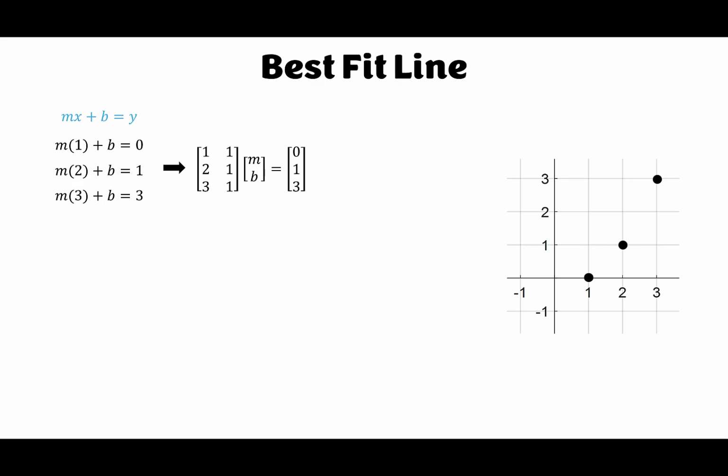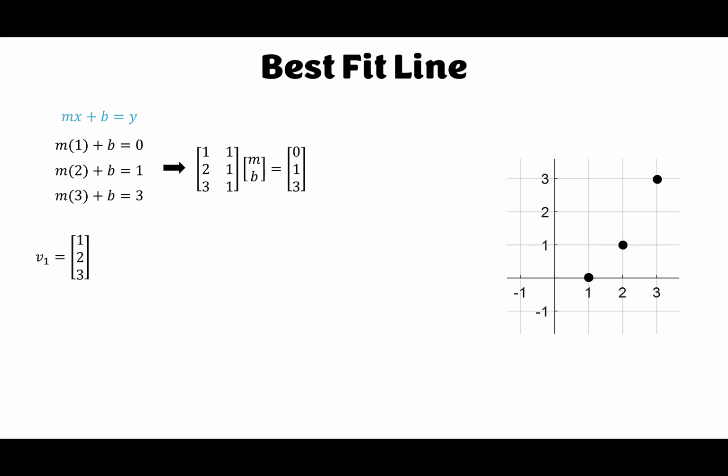Now we already know that 0, 1, 3 is not in the span of the two columns of the matrix, right? There's no way to linearly combine the two columns of our matrix to get 0, 1, 3 because there's no line that perfectly fits those three data points. So we can think of this as finding the closest you can get to 0, 1, 3 while staying in the span of the columns of our matrix, right? Staying in the set of all linear combinations of the vectors 1, 2, 3, and 1, 1, 1.